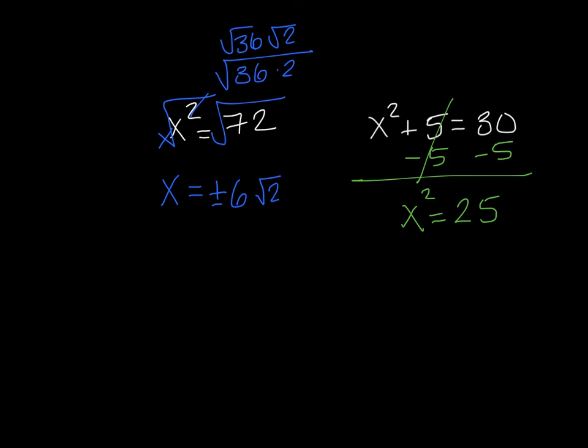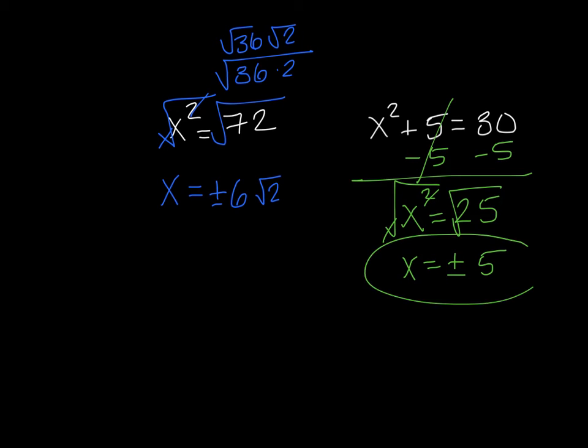I'm almost done. I want to get rid of the squared, so I square root both sides. Square root and squared cancel. Because I square root both sides, I need a plus or minus. And then I have the square root of 25, which simplifies to 5. So there's my answer.